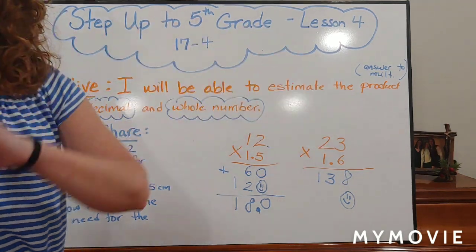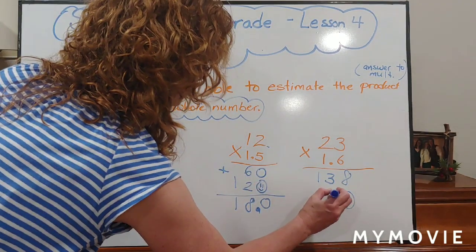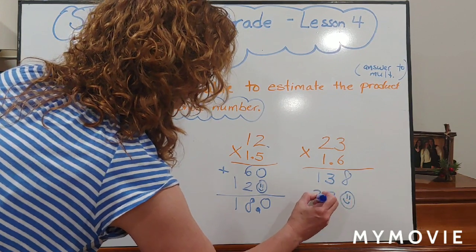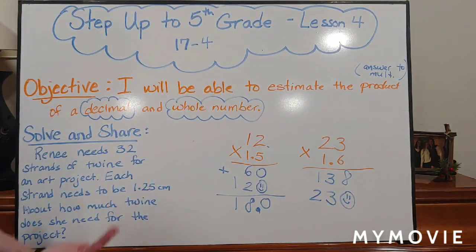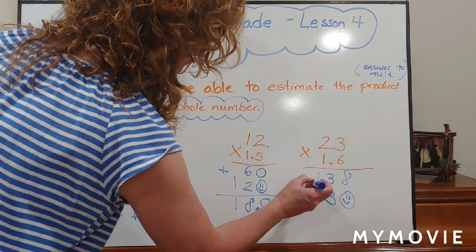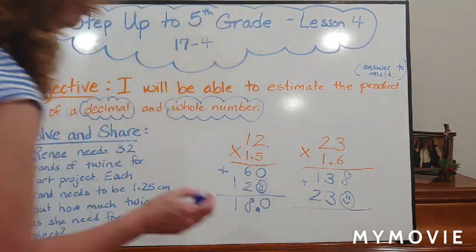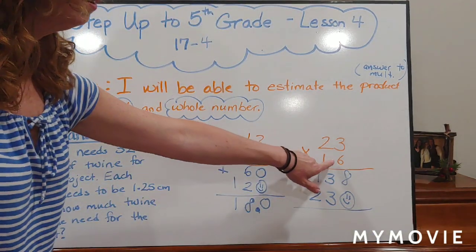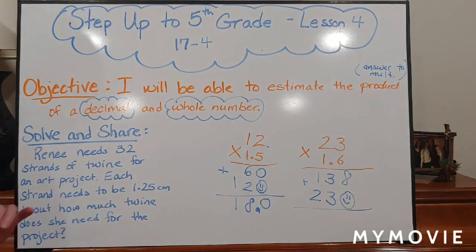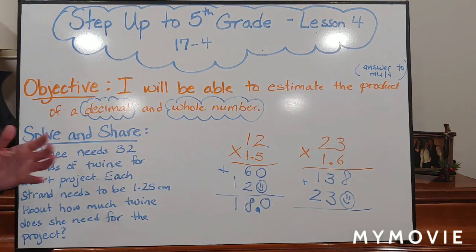1 times 3, 3. And 1 times 2, 2. And we're done, so we're going to add. And up until this point, remember, it's a regular multiplication problem. We're not even paying any attention to that decimal. Now we're going to add.